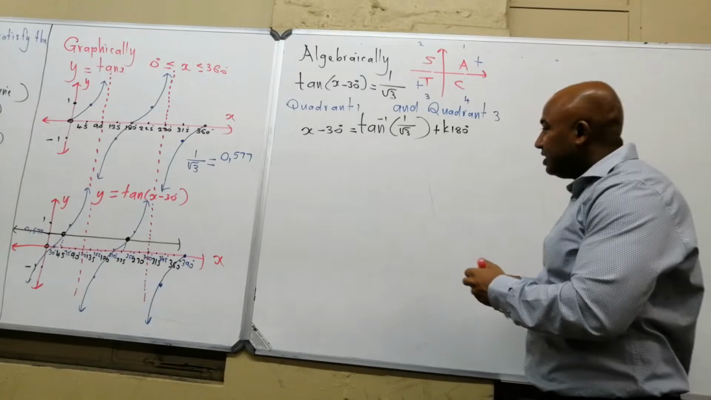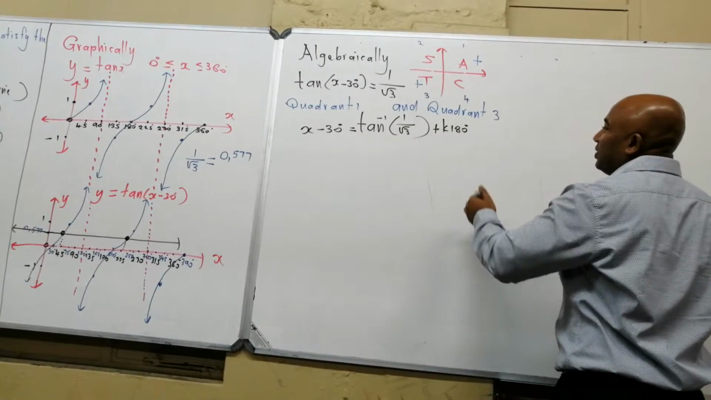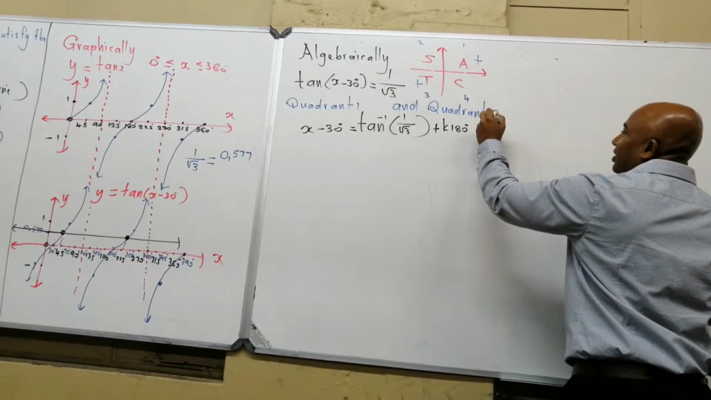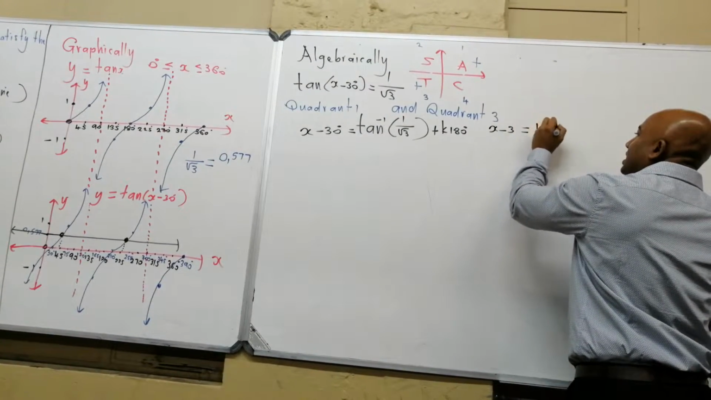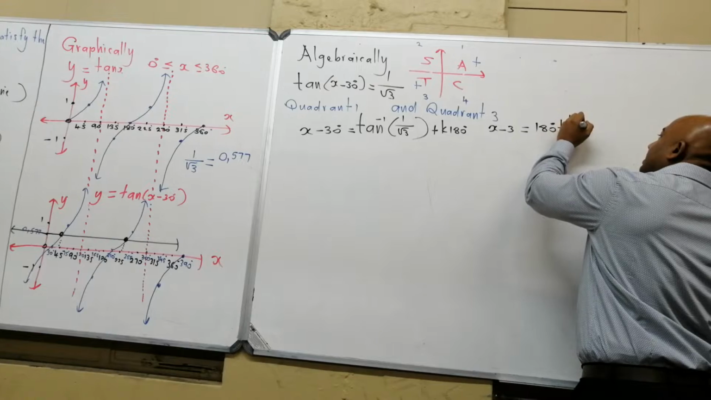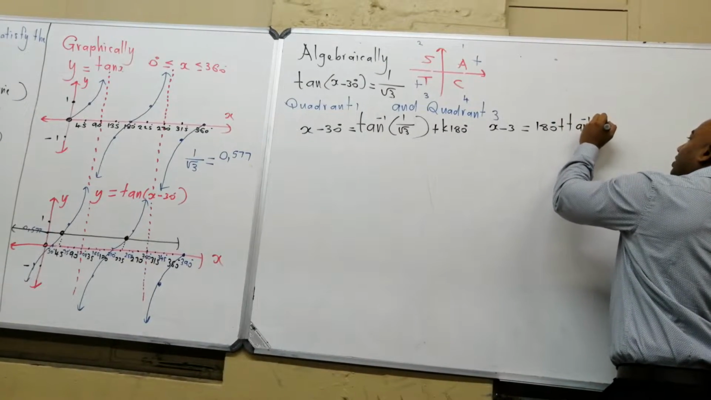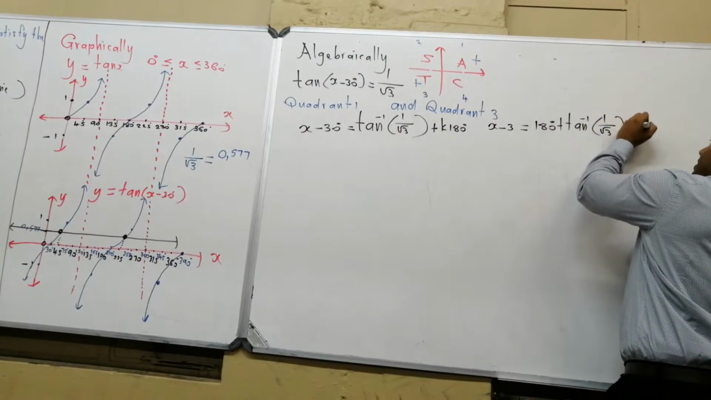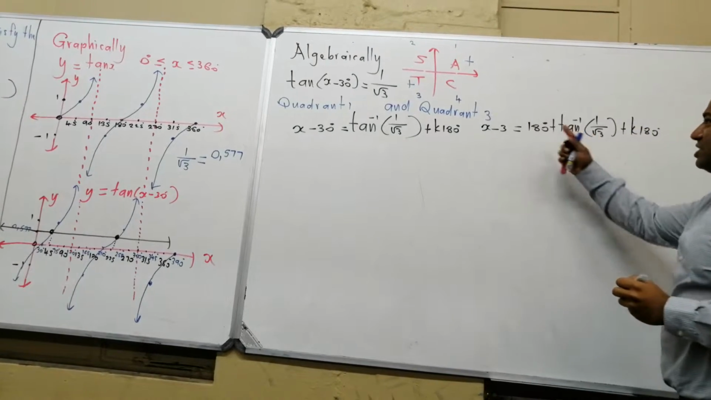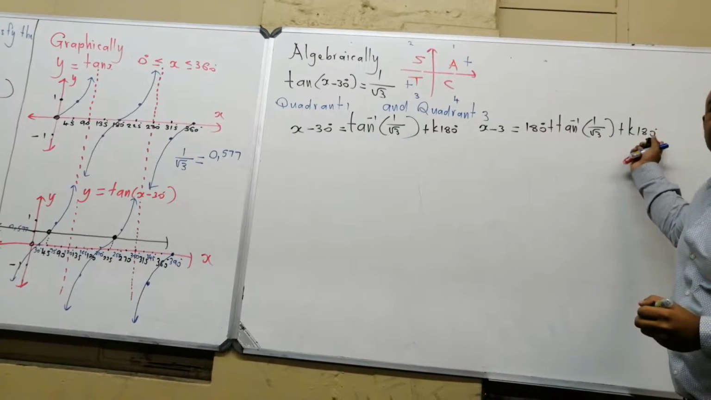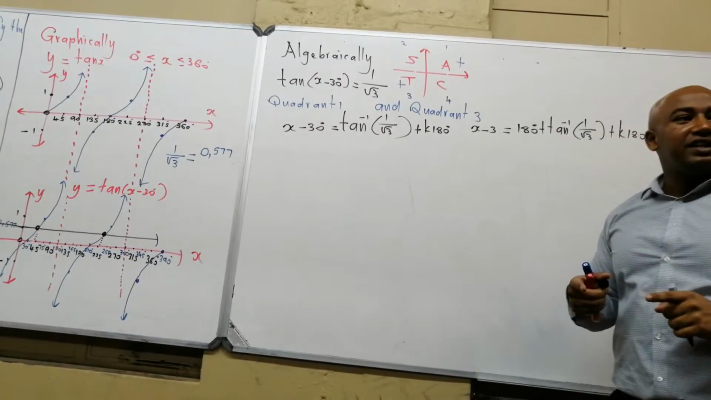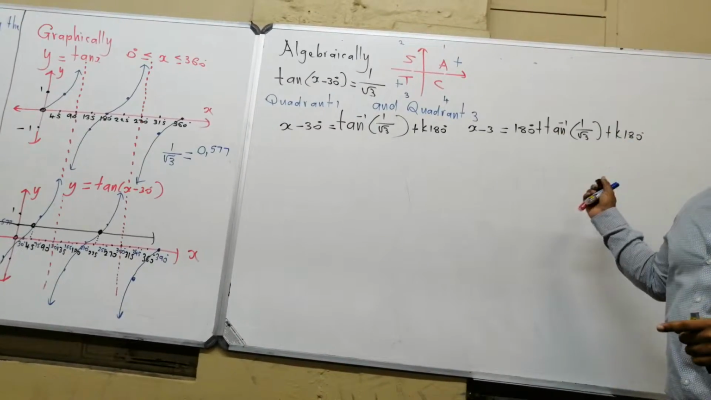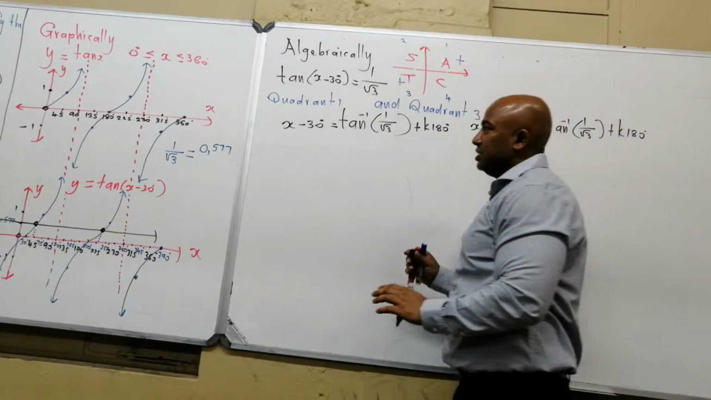Quadrant 1, quadrant 3. Quadrant 3, what do we normally do in quadrant 3? So you're going to go x minus 30 is equal to 180 plus inverse tan 1 over root 3 plus your k 180 degrees. Can you see that we are repeating the same thing? So it's actually unnecessary. When tan is positive, it's actually unnecessary to go and write it twice, but let's just do it.